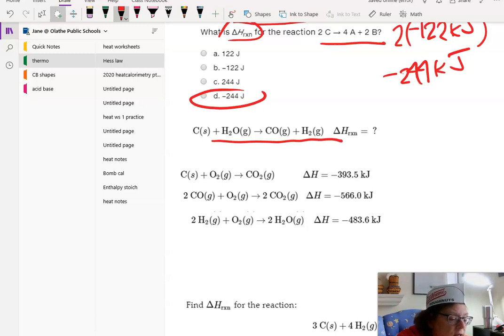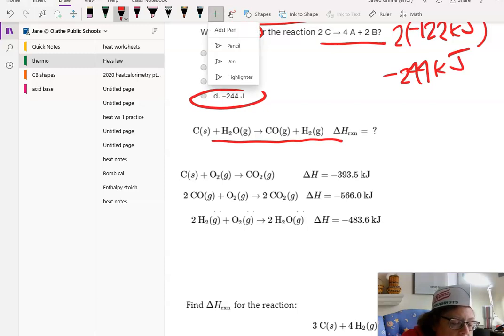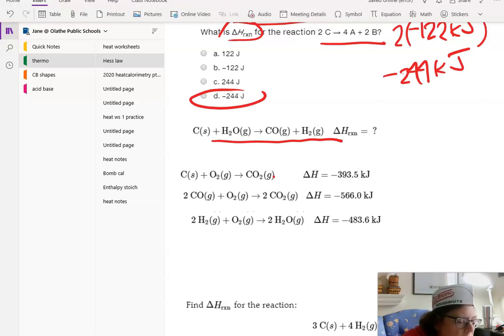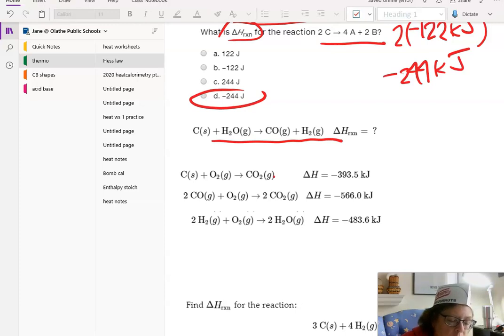I can do this. I can... No. I can do this. No? Just make my pointer. I can move things around on this, so you'll be able to see that.